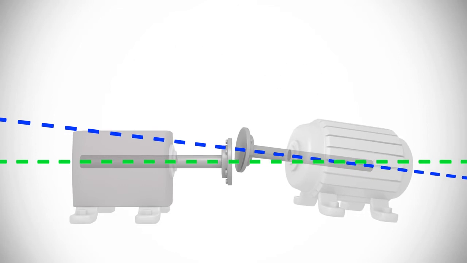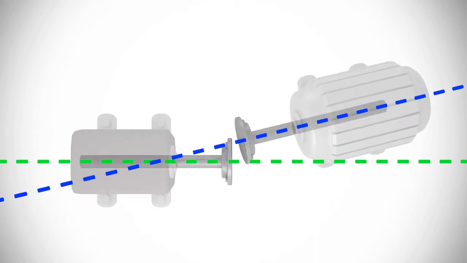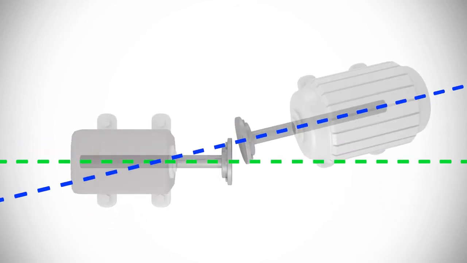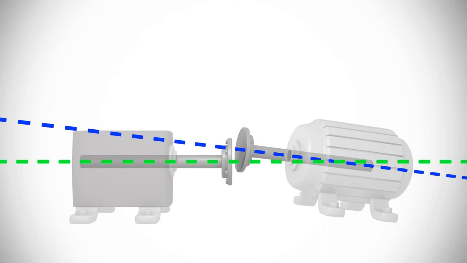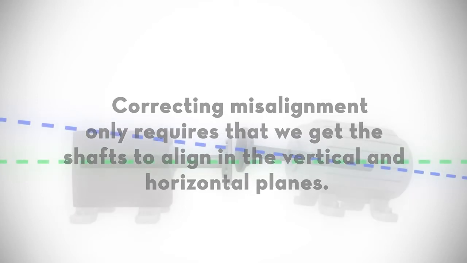What we usually see in the field is a combination of both offset and angular misalignment, occurring in three dimensions, as you can see here as we rotate between the vertical plane and the horizontal plane. While it is much easier to understand misalignment if you can visualize it in three-dimensional space, correcting misalignment only requires that we get the shafts to align in the vertical plane and in the horizontal plane.